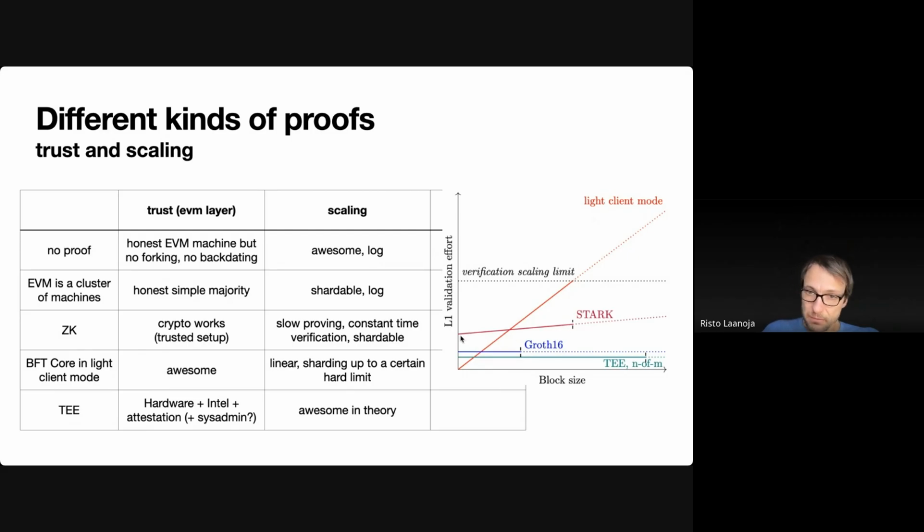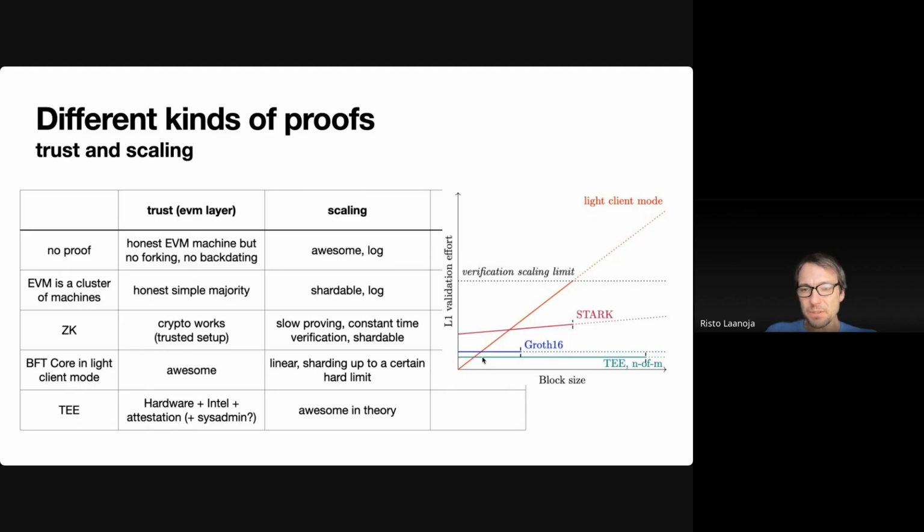And the darker red is STARKs. The proof is a bit bigger, as I said, 1.6 megabytes, but it takes less effort to prove. This vertical line here is just the proving effort limit. We just cannot afford to add more hardware, so there is a hard limit on how many transactions we can put into a block. But layer 1 doesn't care. The limitation is at the layer 2 side. If you have small proofs using Groth16, then the proving effort limit comes sooner.